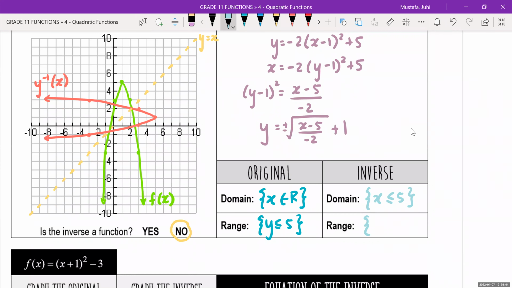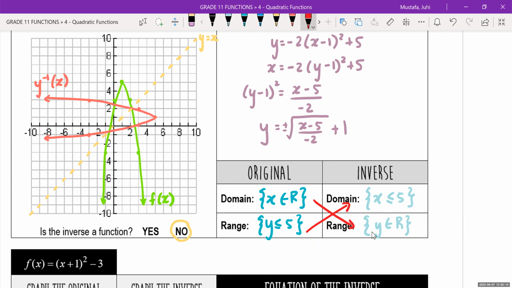If it goes forever in either direction, we would just say y includes all real numbers. The cool thing about an original function and its inverse is that the domain and range are interchanged. We touched upon this in yesterday's class. The domain of the original becomes the range of the inverse, and the range of the original becomes the domain of the inverse.